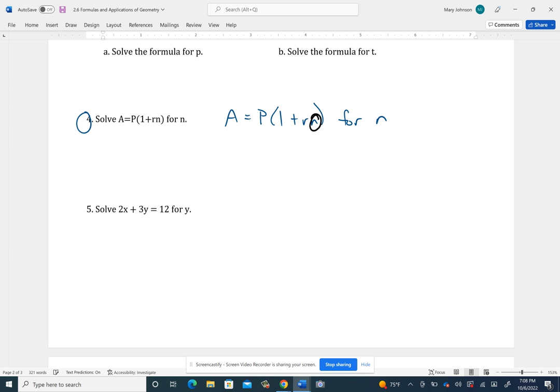Okay? So what I'm going to do first is remove the parentheses like we do oftentimes. P times 1 would just be P. P times Rn would be PRN. P times R times N. Okay, keep the A there. You're solving for N, don't forget that. Solving for the N. Okay.